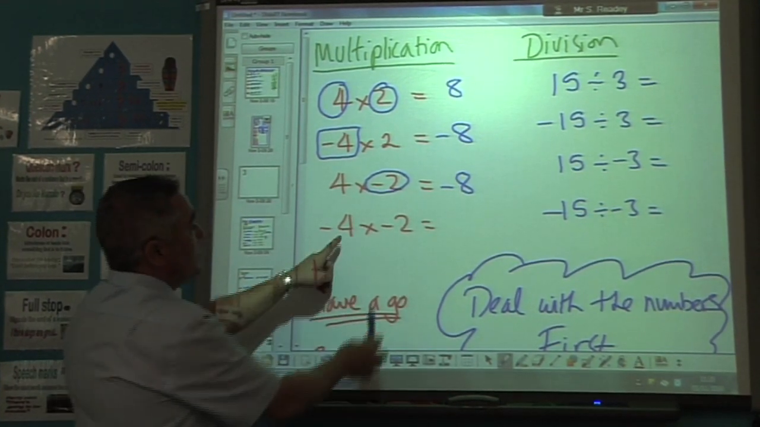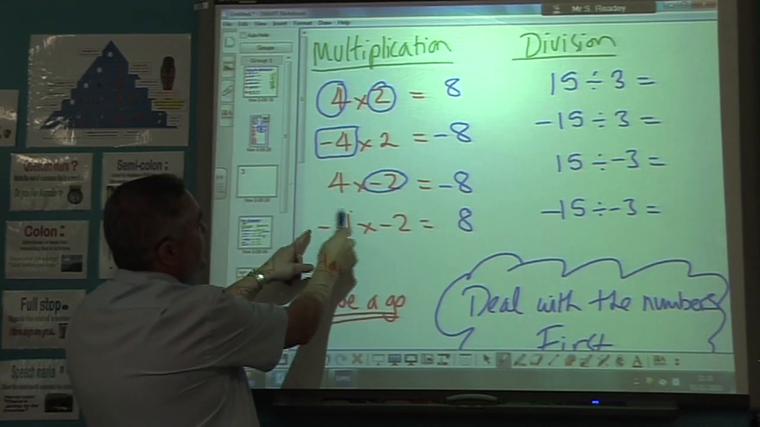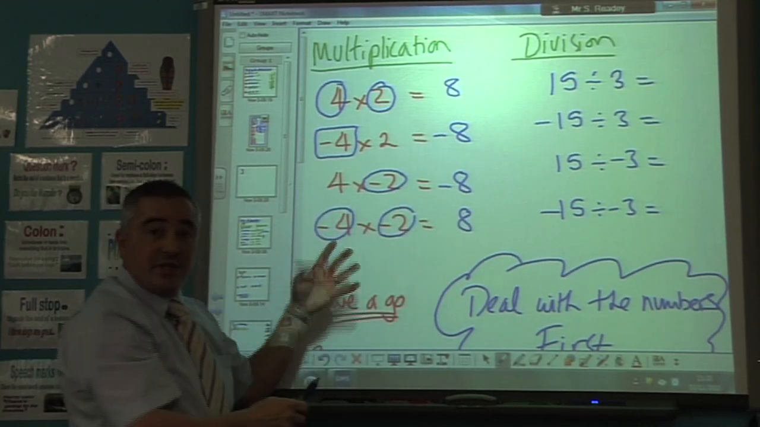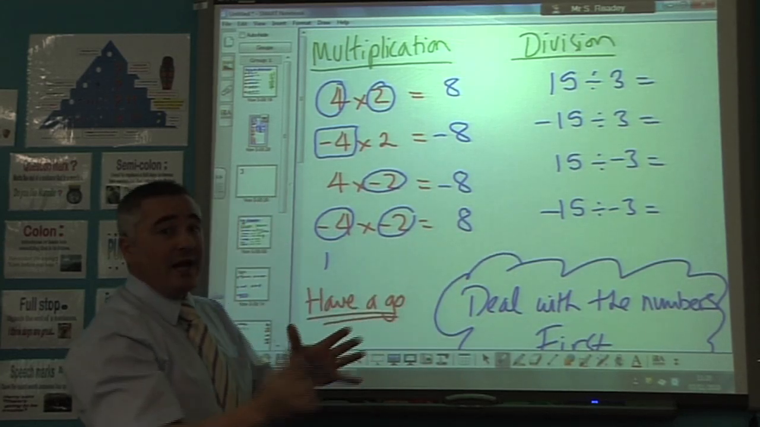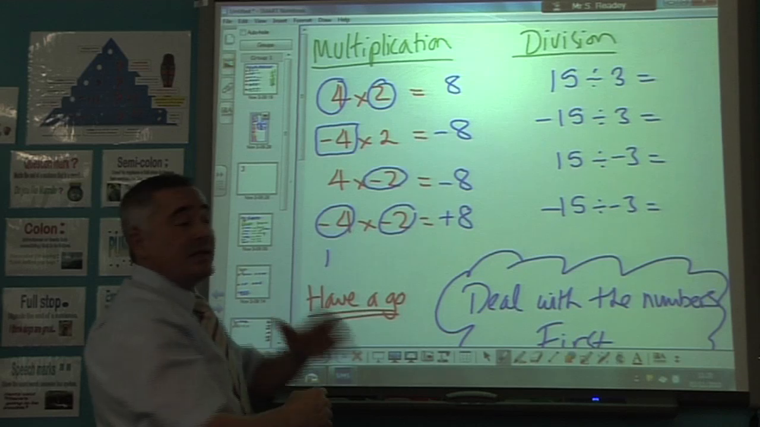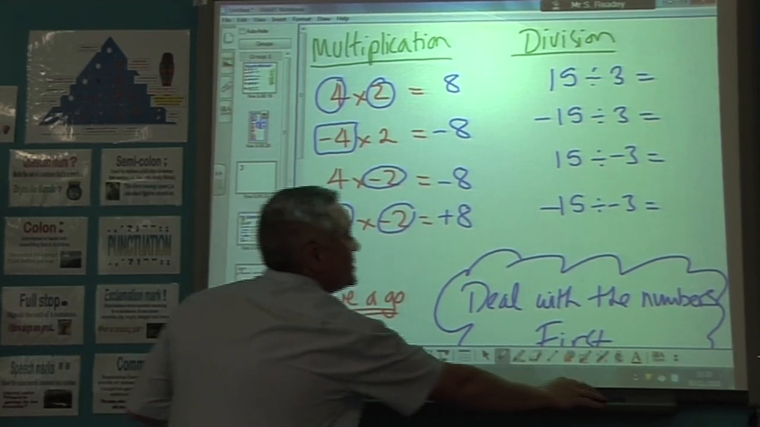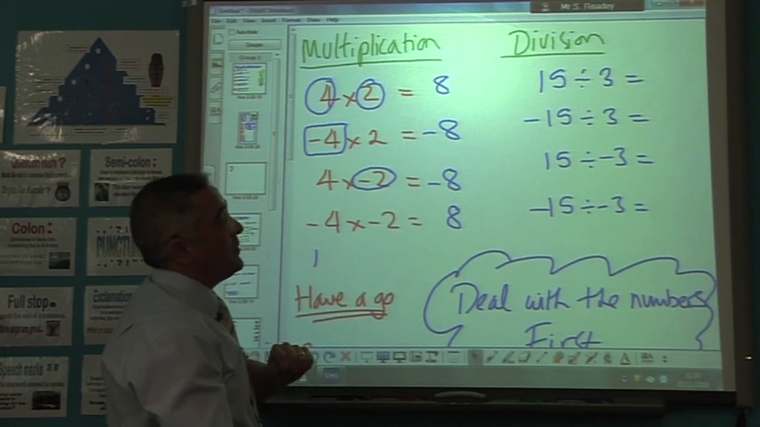The next one. Look at the numbers again. 4 times 2, 8. And I've got two signs that are actually the same. If the signs are the same, the outcome is going to be positive. It's going to be positive 8. I don't have to put a positive there, because I know without a negative sign, it is a positive. Well, it's entirely up to yourself. But to keep it tidy, we'll not bother putting a positive on.